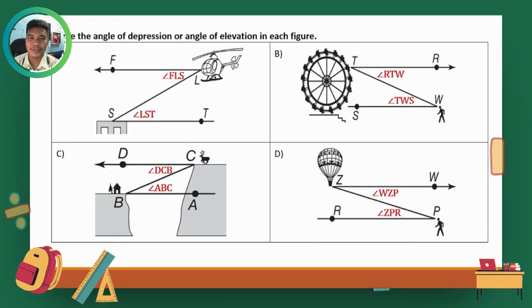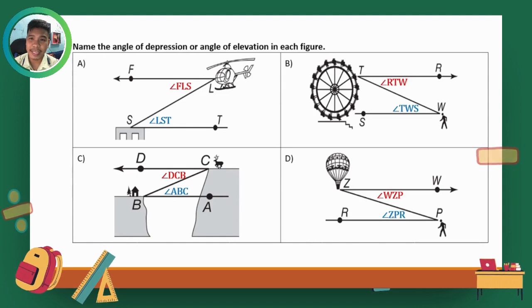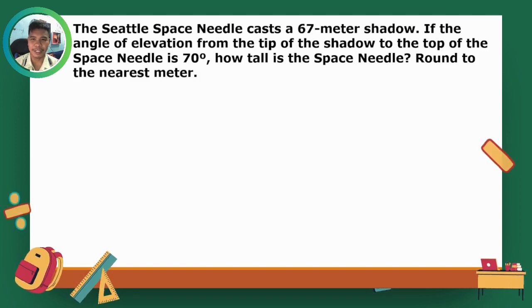Very good. As you can see from the illustration, all angles written in red colors are considered as angle of depression, while the angles written in blue colors are the angle of elevation. Very good. You are now ready to solve problems involving angle of elevation and depression. Let us now discuss the following problems involving angle of elevation and depression.